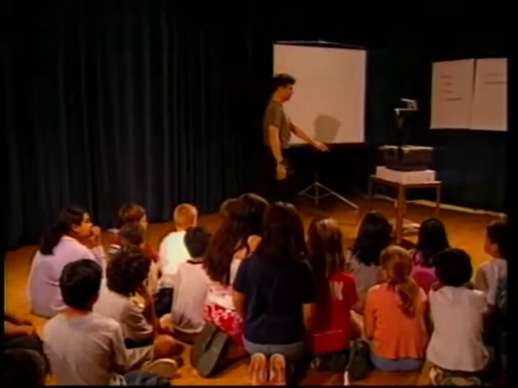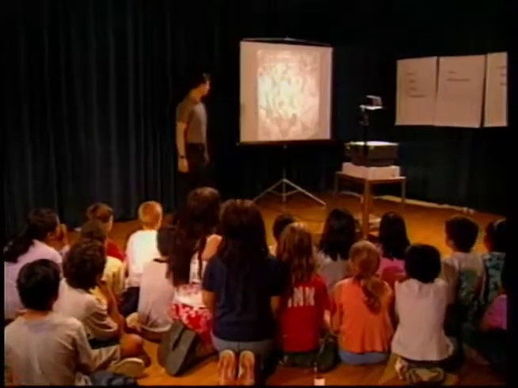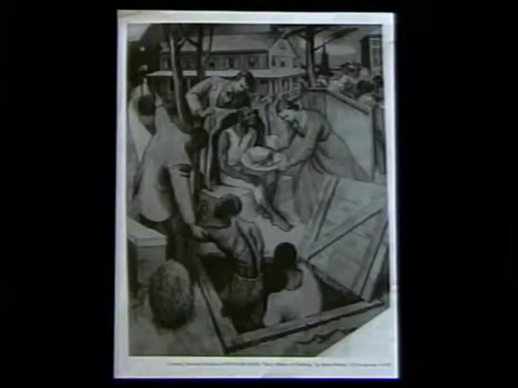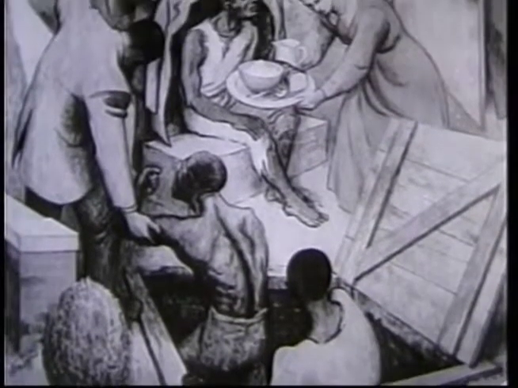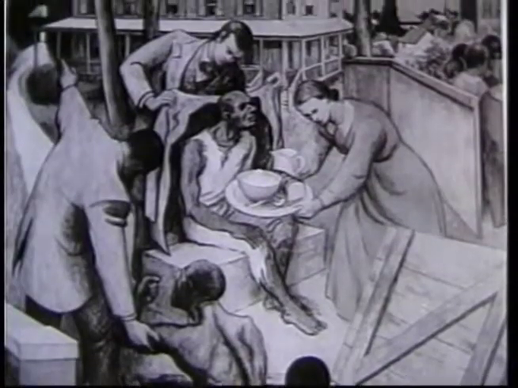You ready? Let's talk about what you see in this picture. It looks like there's some people maybe helping slaves. Yes, some people are helping some slaves. What are they doing to help these slaves? And they're providing them with clothing. What else are they providing them with? They're providing them with food also.